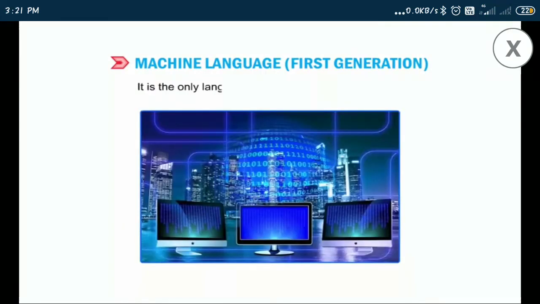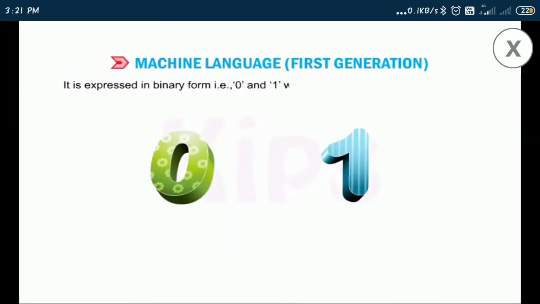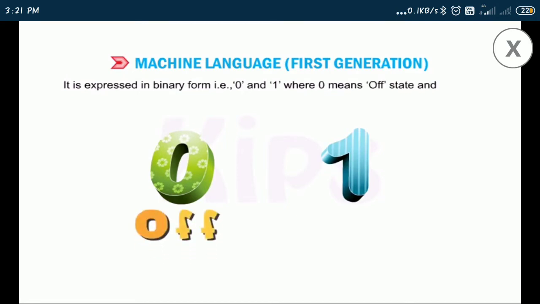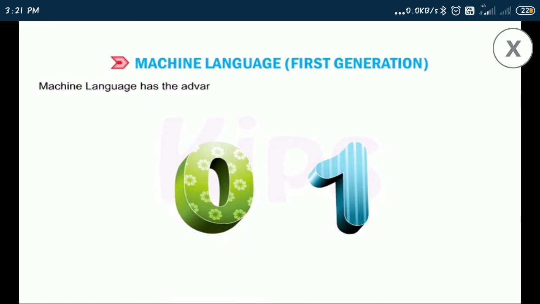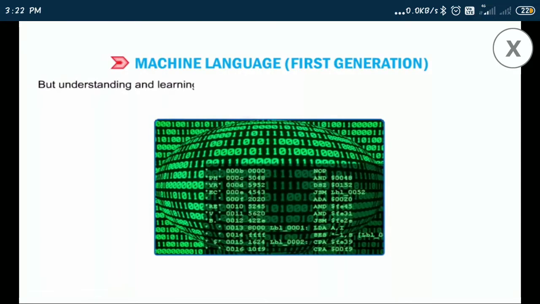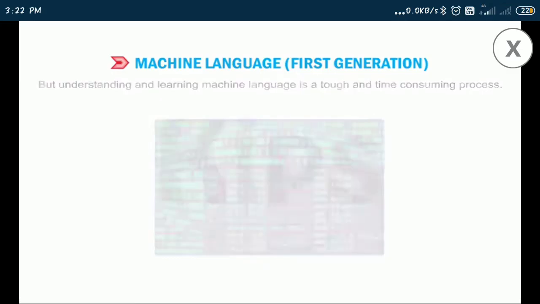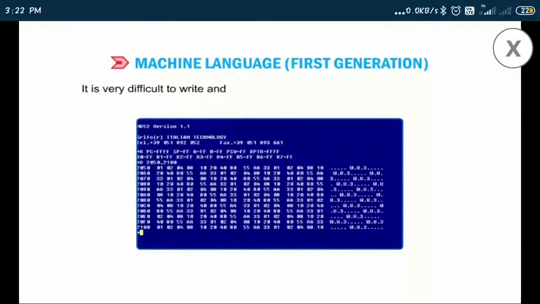Students, let's learn about machine language, first generation. It is the only language that the computer understands. It is expressed in binary form, that is 0 and 1, where 0 means off state and 1 means on state. Machine language has the advantage of very high speed and very low memory utilization. But understanding and learning machine language is a tough and time-consuming process. It is very difficult to write and debug programs written in machine language.